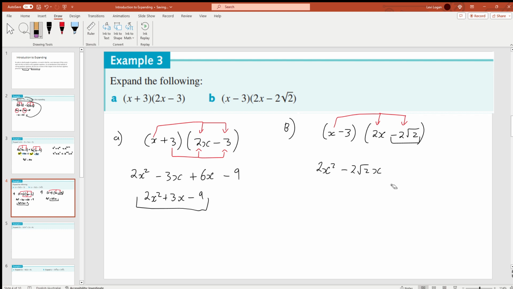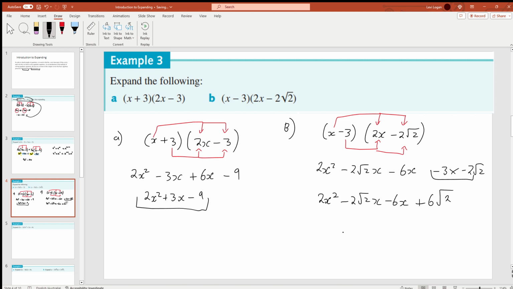Okay. Now we're going to do the exact same thing with minus 3. So minus 3 times by here, and then minus 3 times by here. So we'll do this one a bit closer. So we'll go minus 3 times by 2x is going to be minus 6x, minus 3 times by minus 2 root 2. Now all we're going to do is just multiply the front two numbers because you can't simplify the surd anymore. So minus 3 times by minus 2 is going to be positive 6. So all we have is 2x squared minus 2 root 2, x minus 6x, and this is going to be positive 6 root 2. And that's about it.